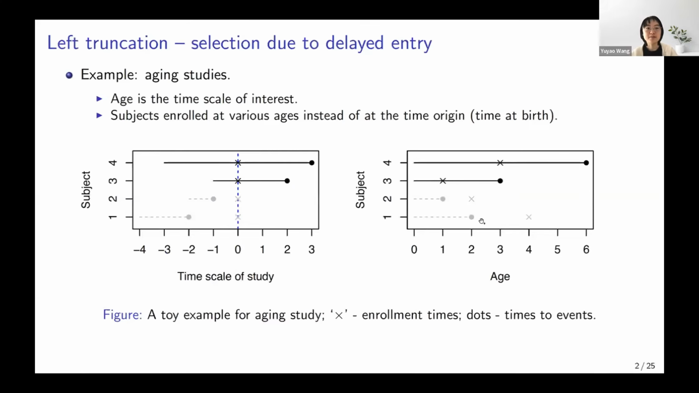And let me first introduce what is left truncation. In short, it's a source of selection because of delayed entry. For example, in aging studies, age is usually the timescale of interest. And instead of everyone enrolled at the time origin, which is time at birth, people usually enrolled at various ages. And so there's the issue of delayed entry.